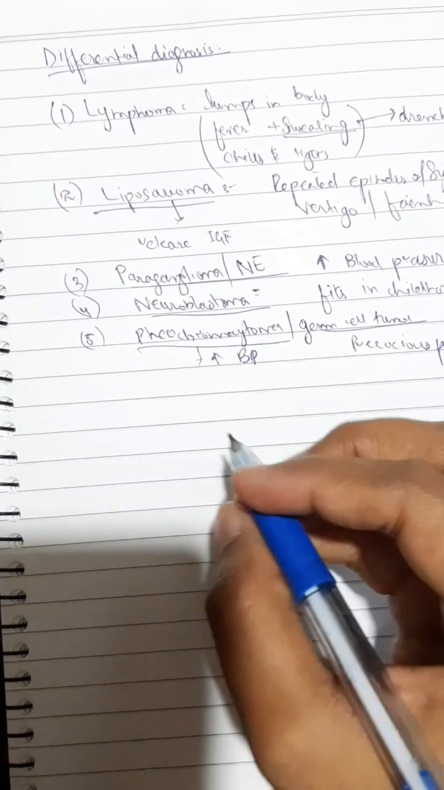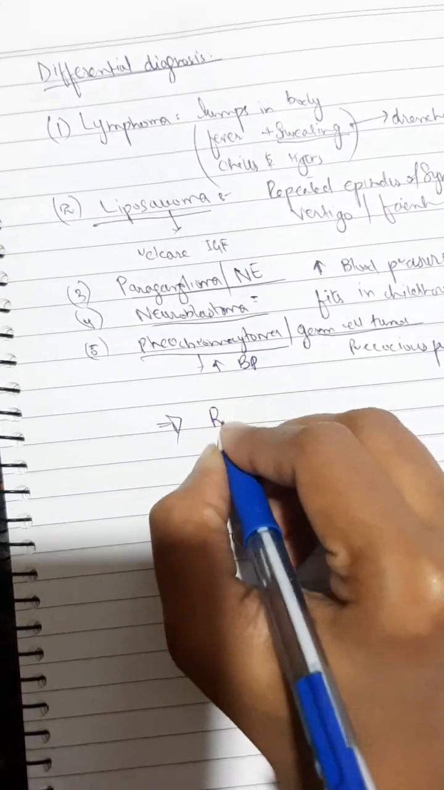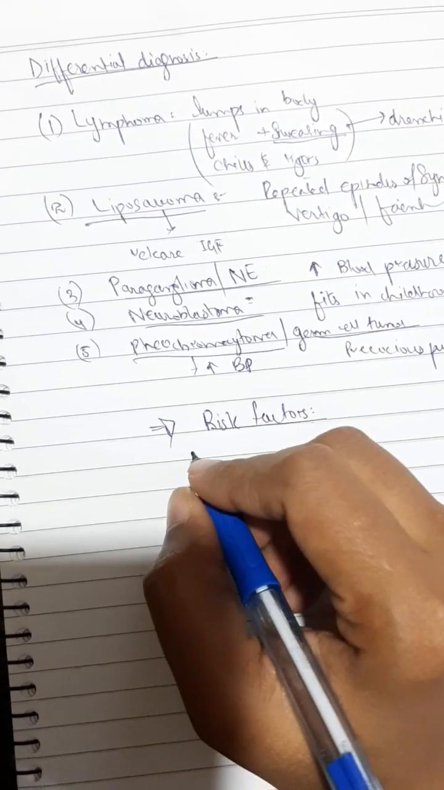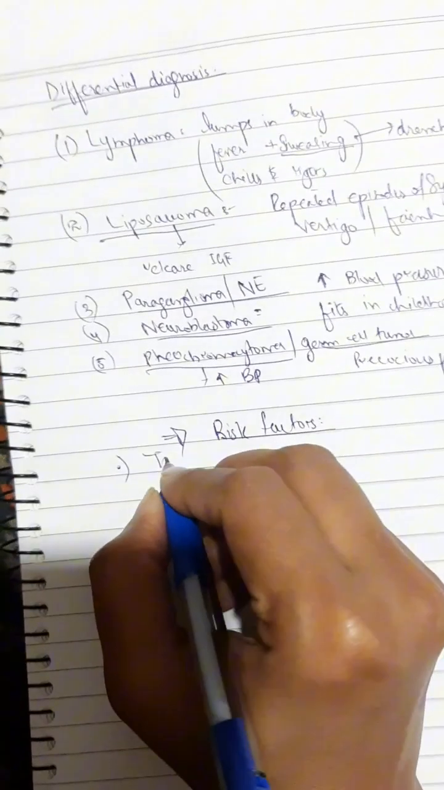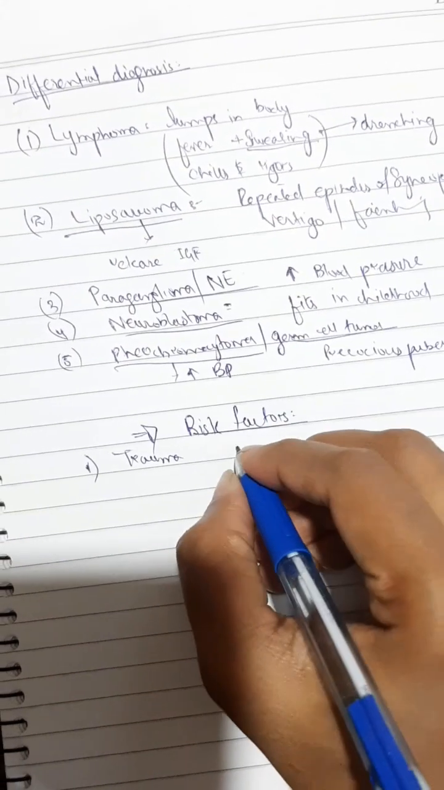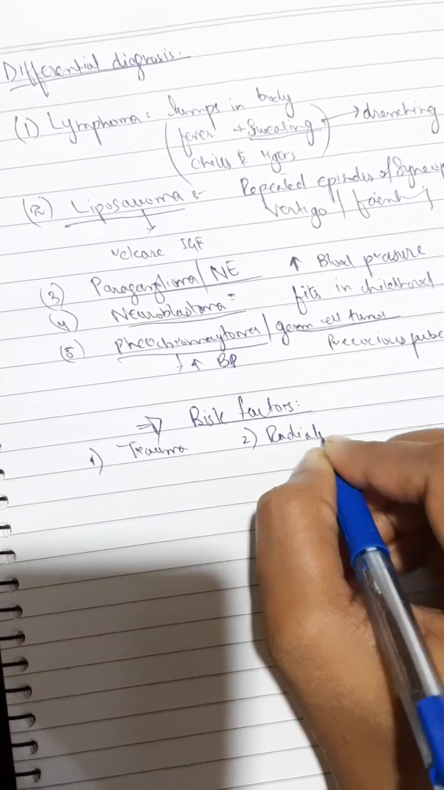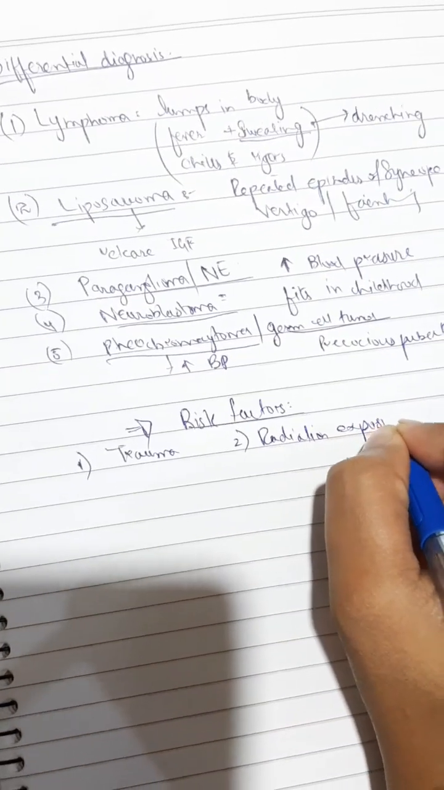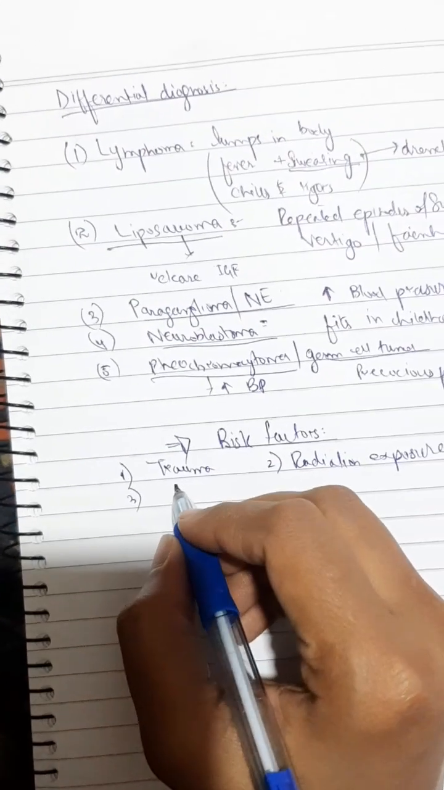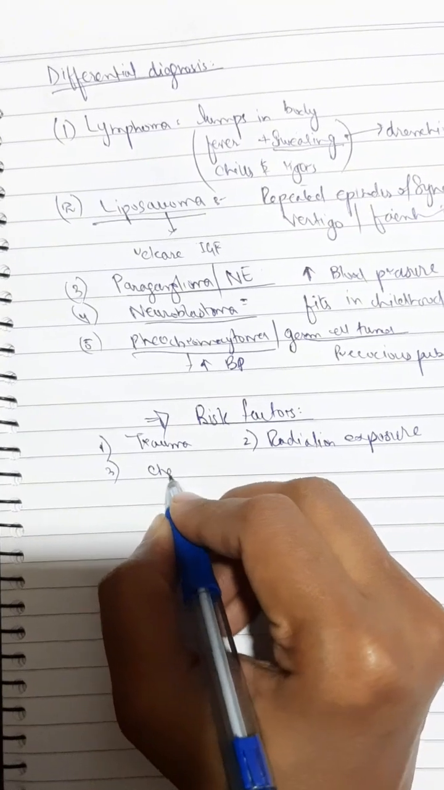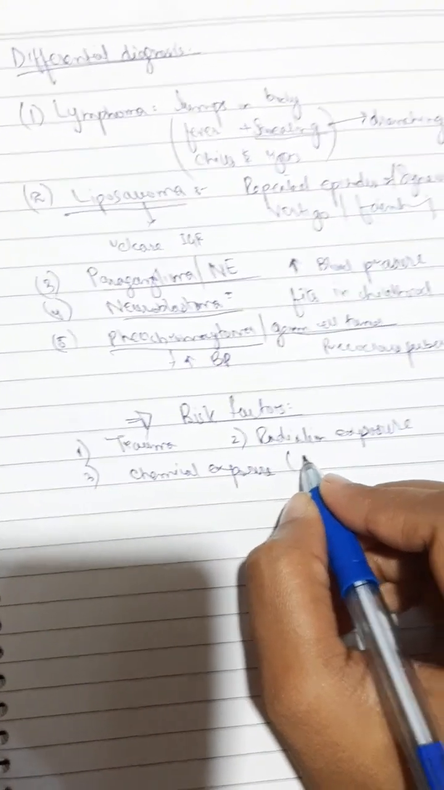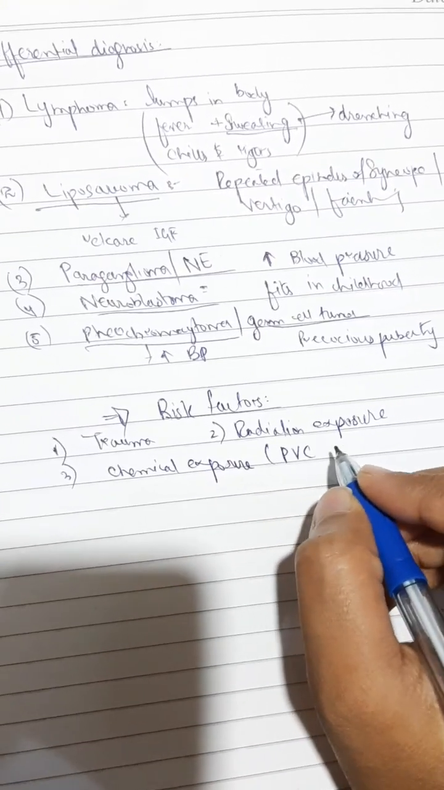So then come to the risk factors. Okay, ask about the trauma. Take trauma history, back trauma, lower back trauma. Second would be radiation exposure. Third would be chemical exposure, like if the person is working in a polyvinyl chloride plastic factory.